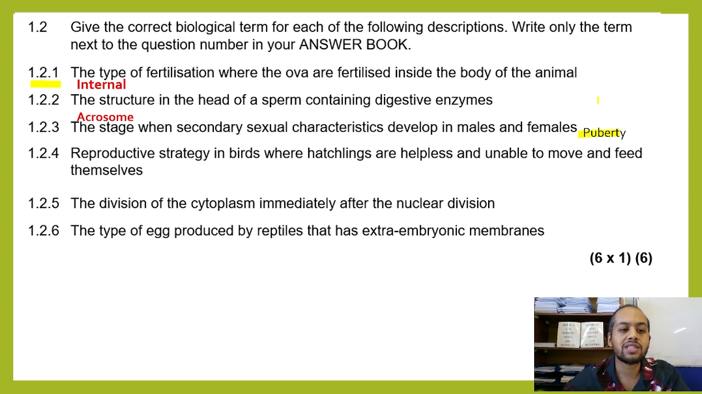1.2.4, the reproductive strategy in birds where hatchlings are helpless and unable to move and feed themselves is referred to as altricial development. 1.2.5, the division of the cytoplasm immediately after the nuclear division is referred to as cytokinesis. 1.2.6, the type of egg produced by reptiles that has extra embryonic membranes is referred to as the amniotic egg.